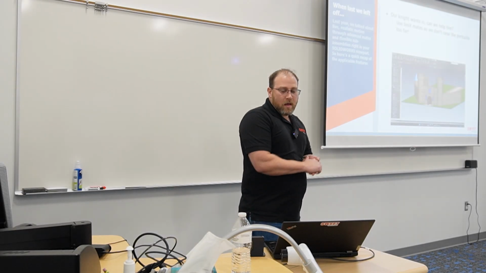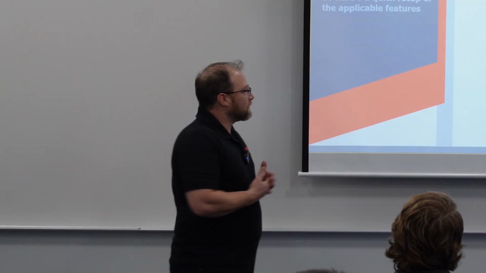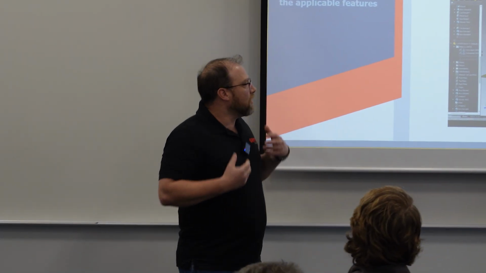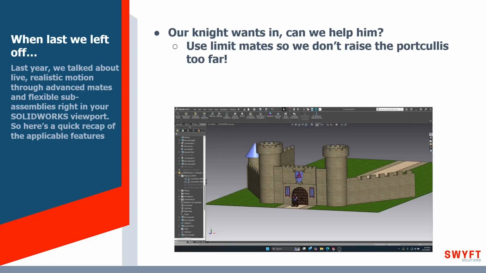Okay, so welcome to Swift Keep. This has been a little bit of an inception of mine since, I guess, March or so, where I wanted to showcase some of these limit mates and how you can leverage them without getting into really complicated models and robots and kinematics. So I thought, hey, medieval trope is a great way to do this. And let's go ahead and look first at limit mates. So how can we let our knight into our castle?